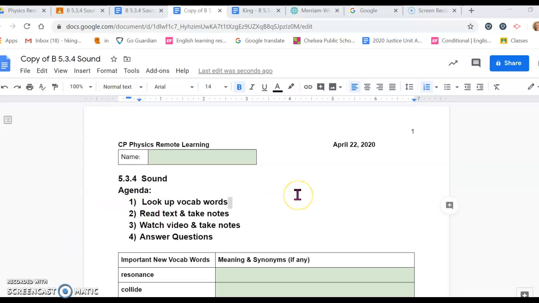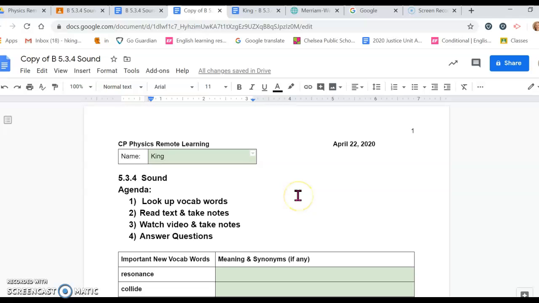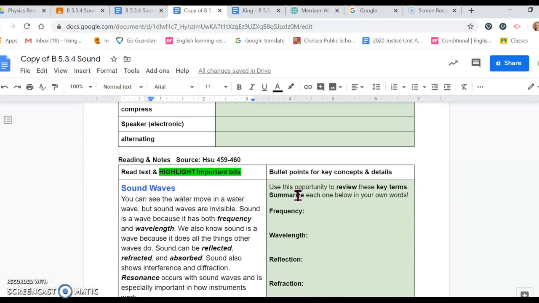I'm here to work with you on the 5.34 sound document and read that aloud to you as I've been doing. So I'm going to put my name in. And just to show you, up here on my screen, I've got my Merriam-Webster Learner's Dictionary open, and I've got my Google open. I'm going to scroll down because I want to show you something else.